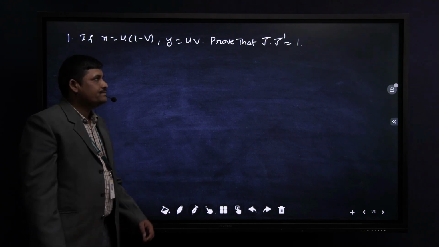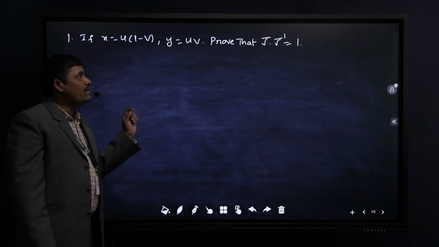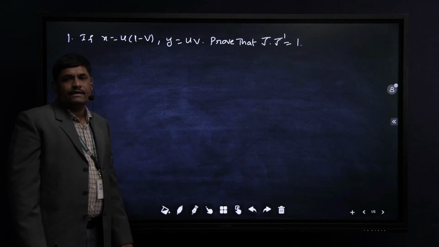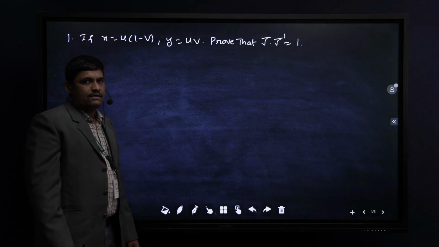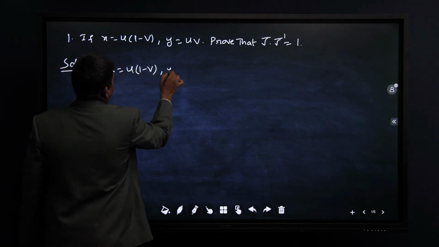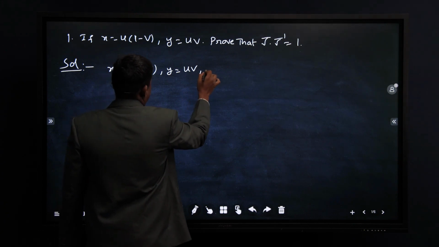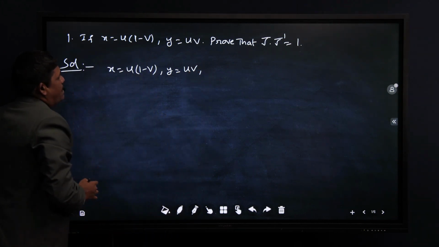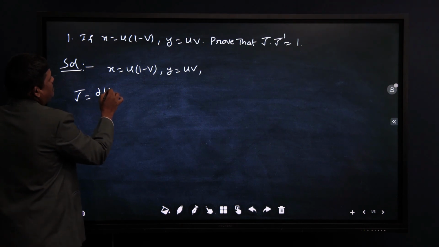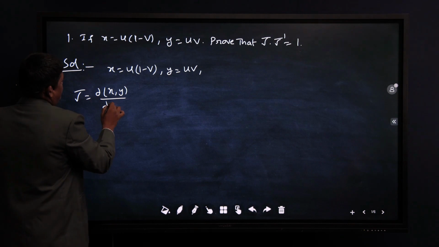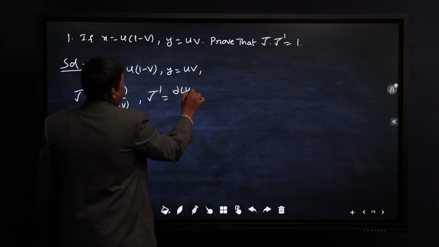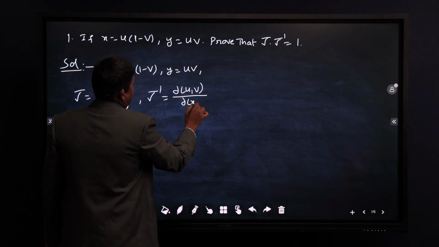Now problem 1. If x is equal to u into 1 minus v, y is equal to uv, then prove that J into J dash is equal to 1. Here J dash is the reciprocal of the Jacobian. Now x is equal to u into 1 minus v, y is equal to uv, then I want J. First, what is J? J is equal to ∂(x,y)/∂(u,v), and J dash is the reciprocal of this, ∂(u,v)/∂(x,y).